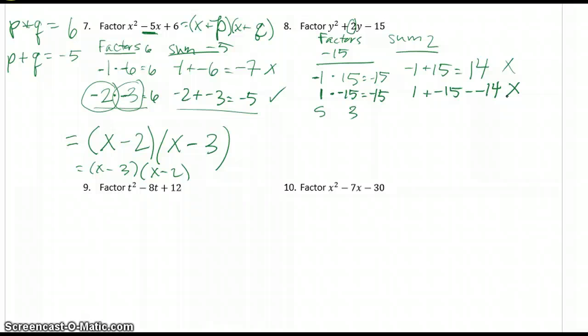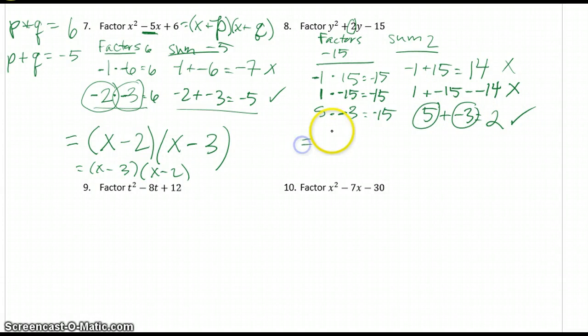All right, so we have positive 5 times negative 3. When we multiply those, we do get negative 15. And when we add 5 plus negative 3, we get a positive 2. So do those work for our values of P and Q? Yes, they do.